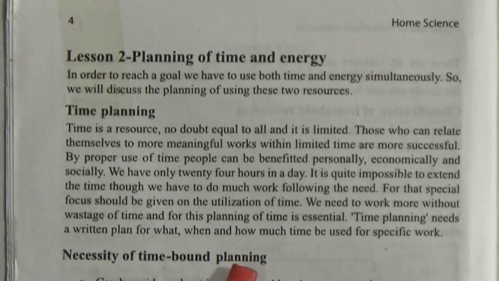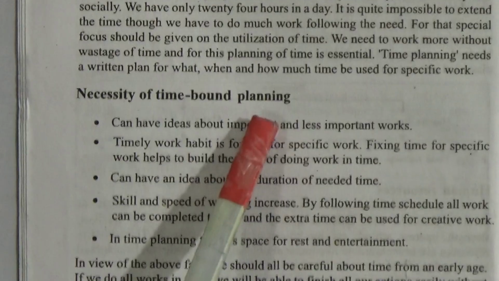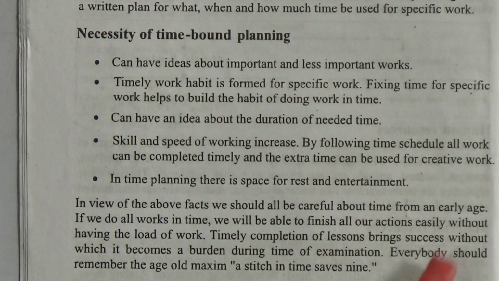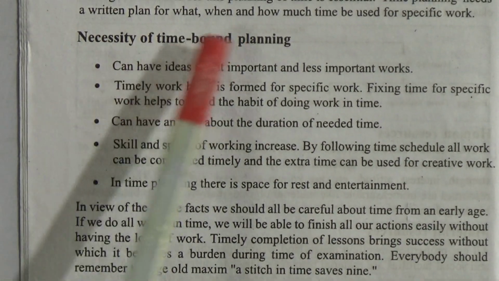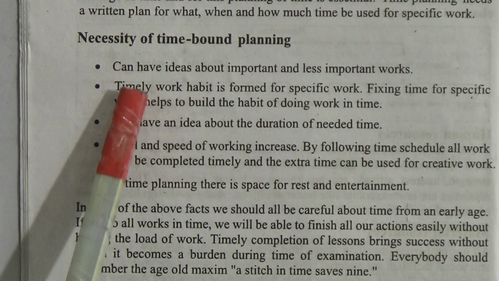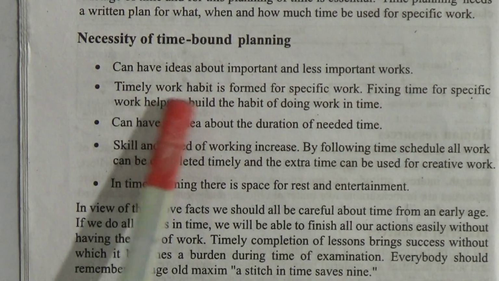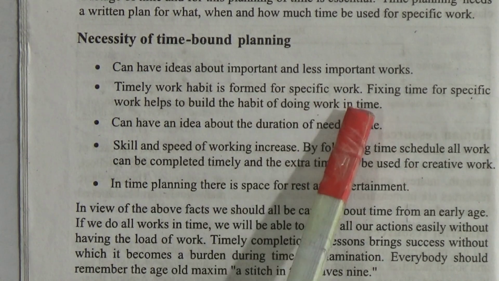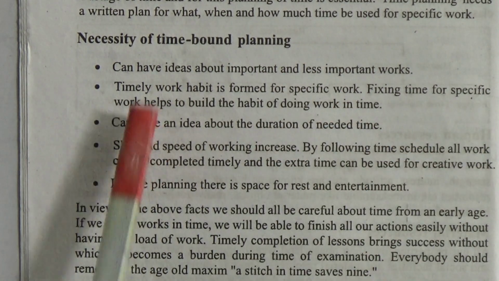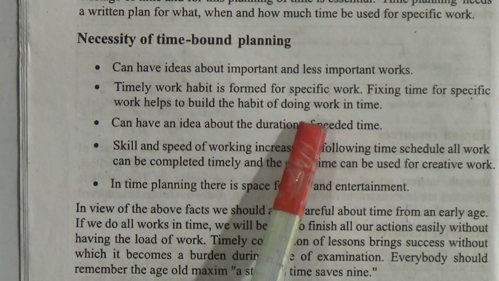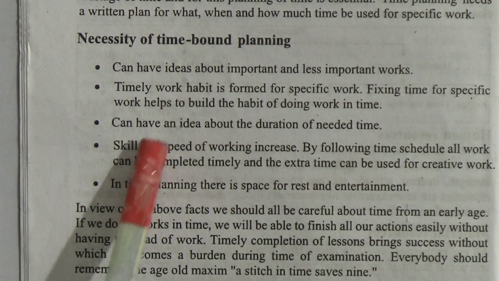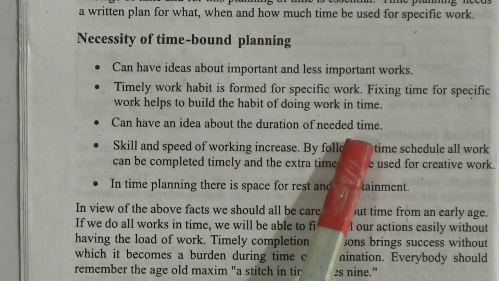Now open page number 4. On this page you will get the necessity of time-bound planning, and for question B you can collect the answer from here. The points are: can have ideas about important and less important works. Timely work habit is formed for specific work. Fixing time for specific work helps to build the habit of doing work in time. Can have an idea about the duration of needed time.